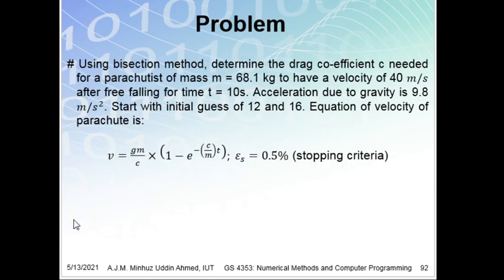So let's go to the problem. I'm going to solve a problem using the bisection method. The question says: determine the drag coefficient c needed for a parachutist of mass m equals 68.1 kg to have a velocity of 40 meters per second after free falling for time t equals 10 seconds. Acceleration due to gravity is 9.8 meters per second squared. Start with initial guesses of 12 and 16, that is, the initial guesses XL and XU are given. The equation of velocity of the parachutist is given.